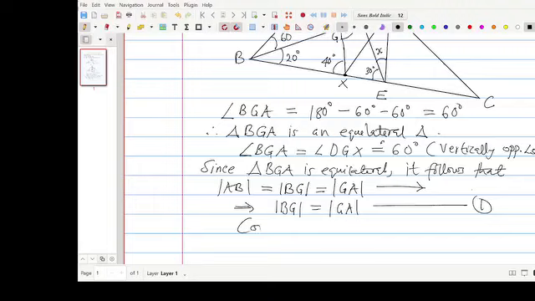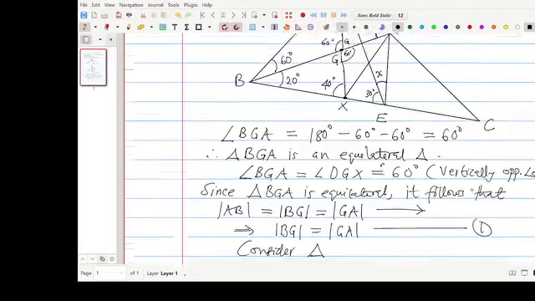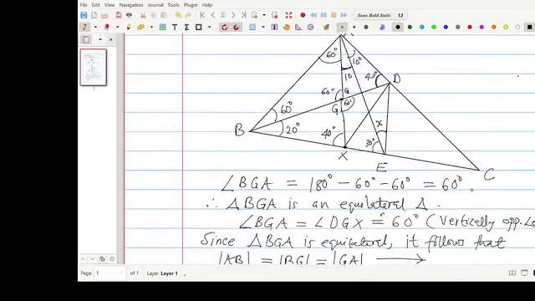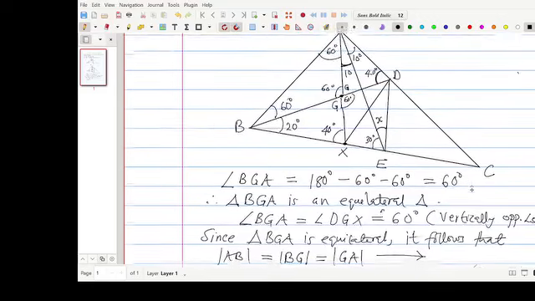Then we can write, consider triangle. What triangles are we considering again? Triangles what? BGX and AGD.